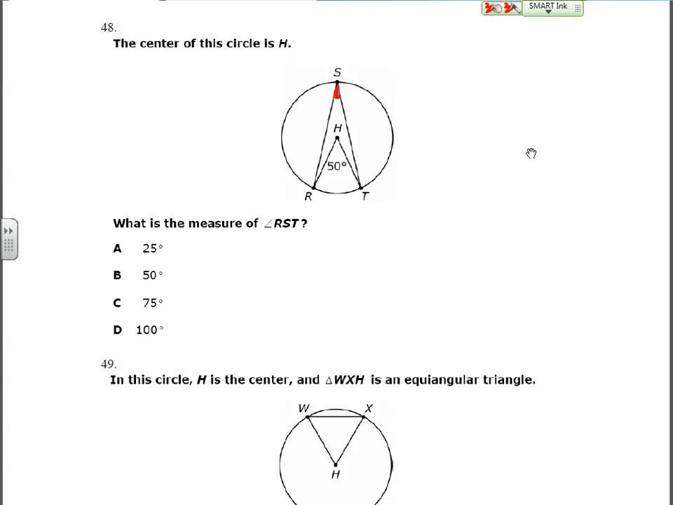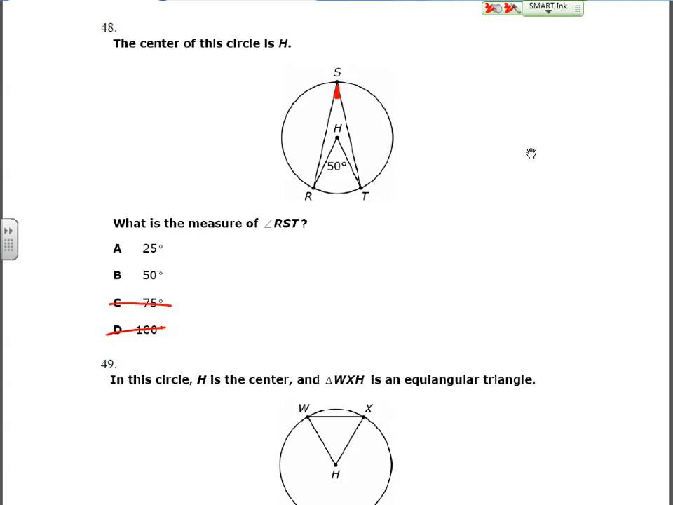Let's eliminate what we know we can eliminate. What can we take out of this immediately? Colin? 100's gone. 100 is an obtuse angle. Clearly that is not an obtuse angle. It's not close to 100. What else can we safely eliminate? Julia?